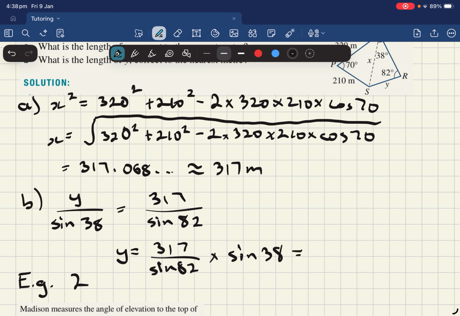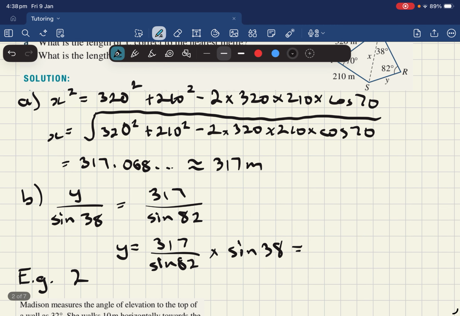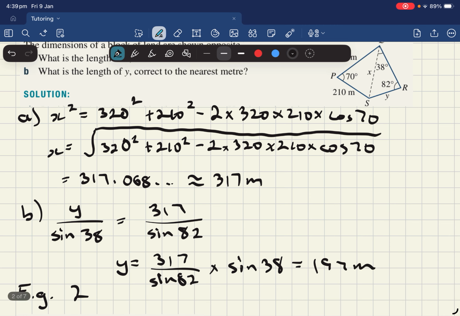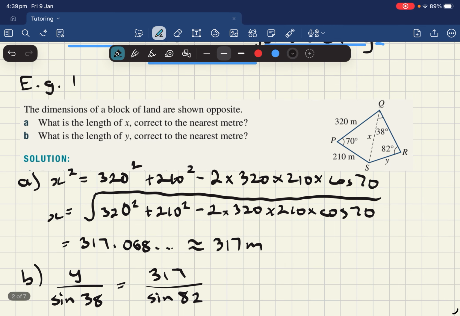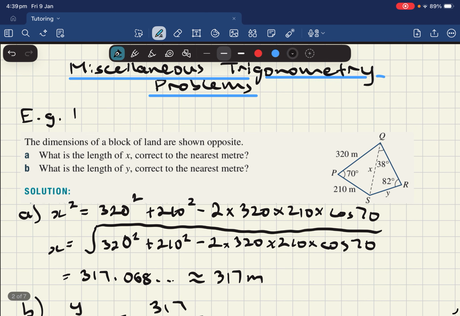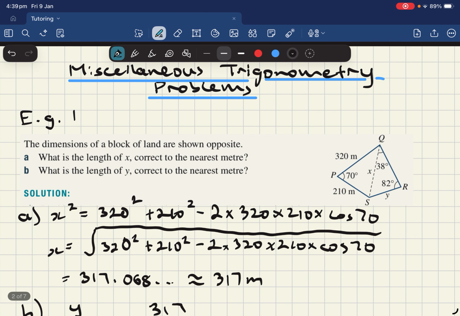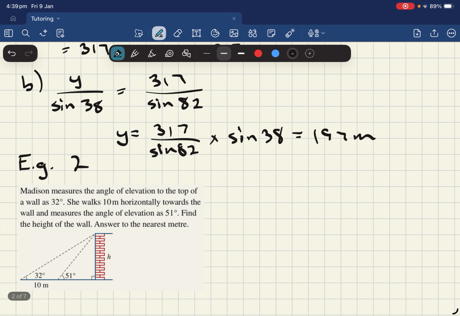And I'll just go straight into the rounded answer. So once you get this, we want to round it to the nearest whole number, so to the nearest meter. So we put 317 over sine 82 multiplied by sine 38 into our calculators, and that will give us 197 meters. So we're applying sine rule and cosine rule, but in a not so obvious way. This is why we call it a miscellaneous trig problem, because we're using it and applying it to a different context.